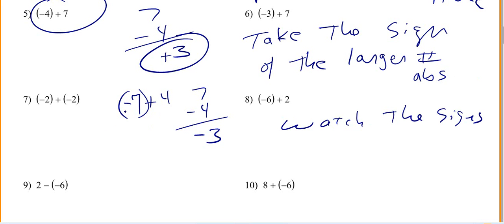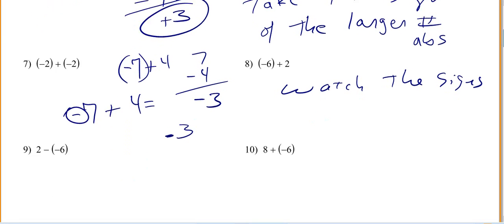Something that I would do, if I was doing this one, I would circle that sign. I'd put my equal sign, and I would go ahead and put my negative sign down. So then I know it's negative 3. You don't have to do that. Just a little tip I do to keep my signs straight.